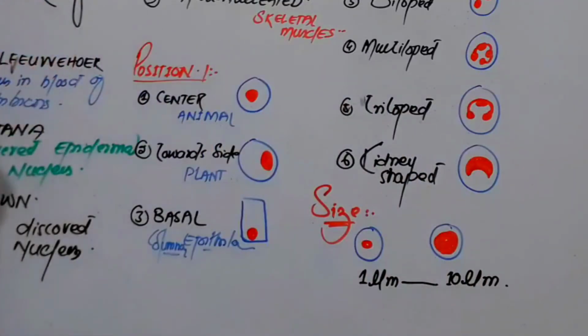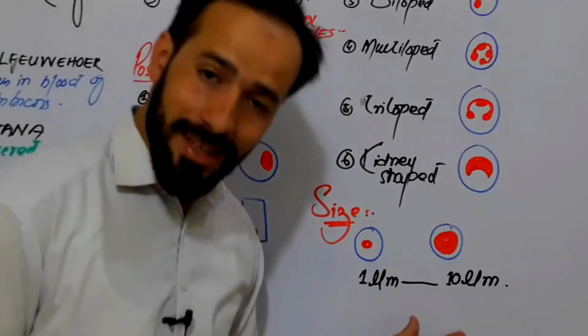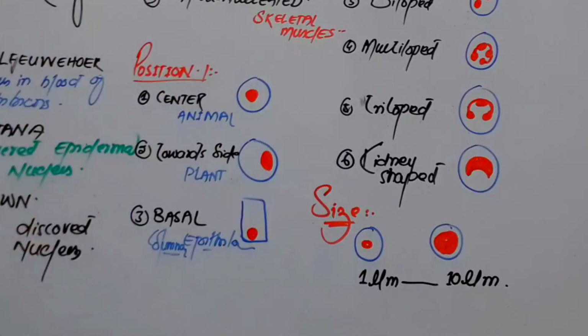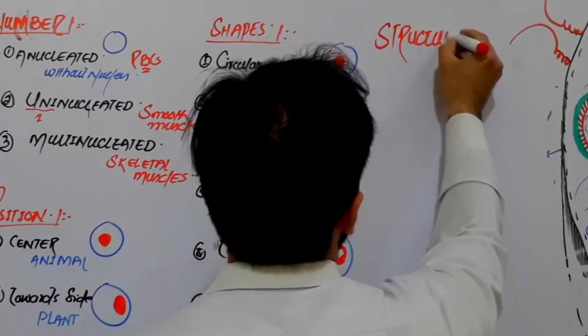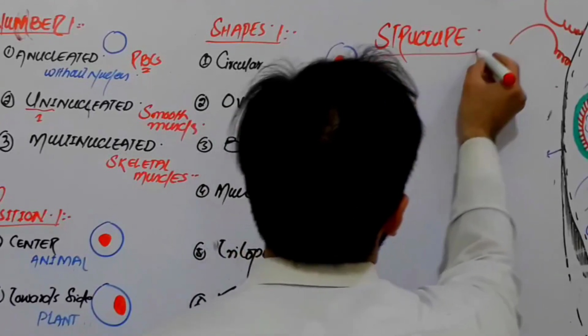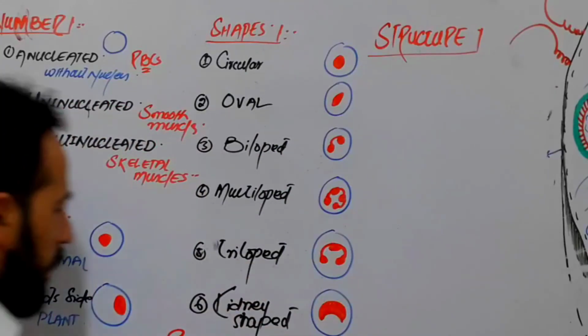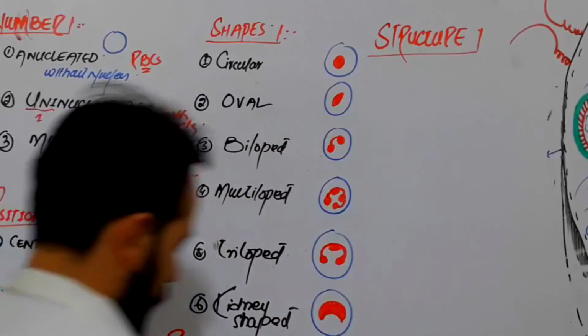This can be the size of the nucleus in different human cells, right? Now about the structure of the nucleus, what are the parts of the nucleus? Those parts will be discussed in detail, right? So first of all we have a clear-cut envelope, right?